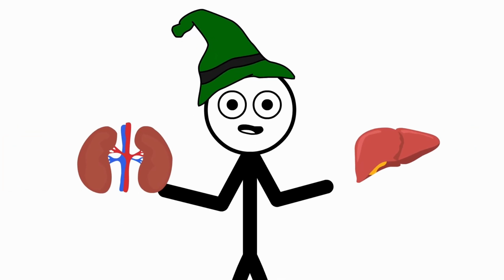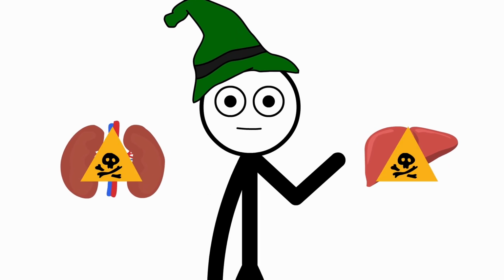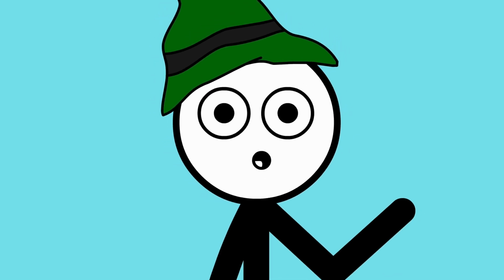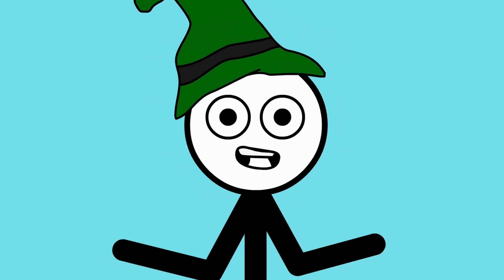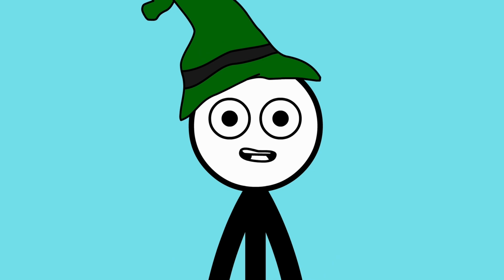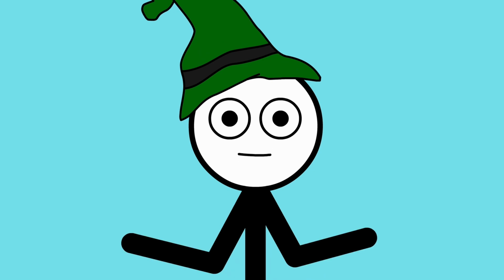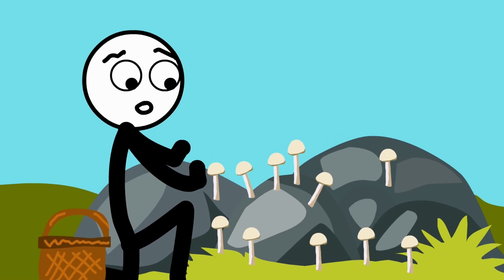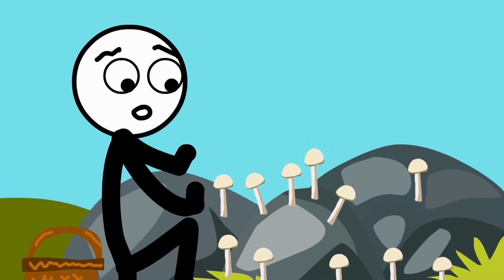And here's the best part. By the time symptoms show up, the damage to your liver and kidney is already in full swing. If you're lucky enough to get treatment in time, you might still need a liver transplant to survive. For added irony, Destroying Angels often grow in places where you might think it's safe to forage, near parks or even in your own backyard. So if you see a cute little white mushroom growing among the daisies, you might rethink that nature salad.